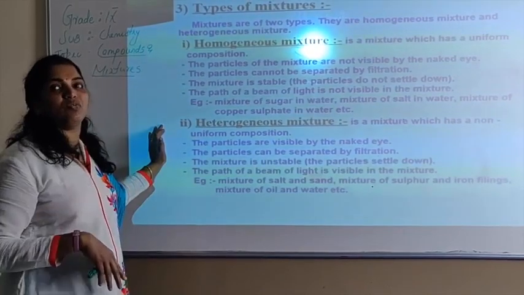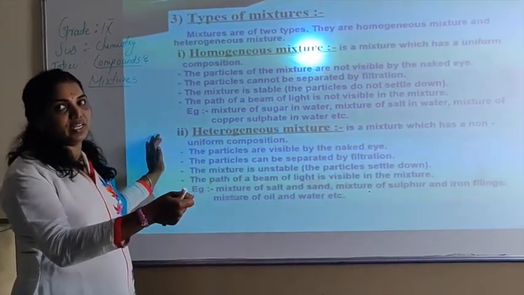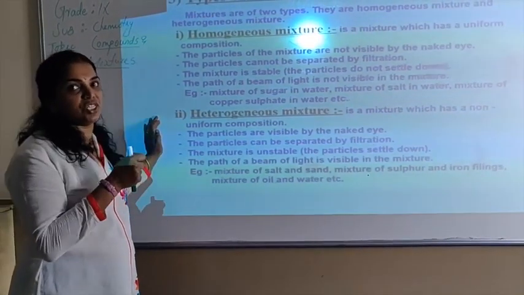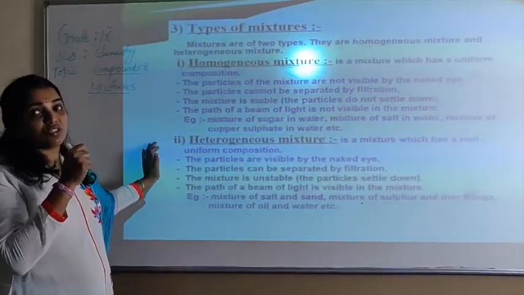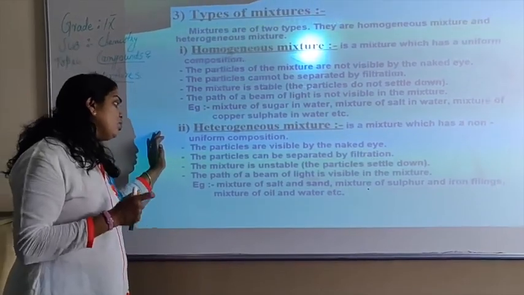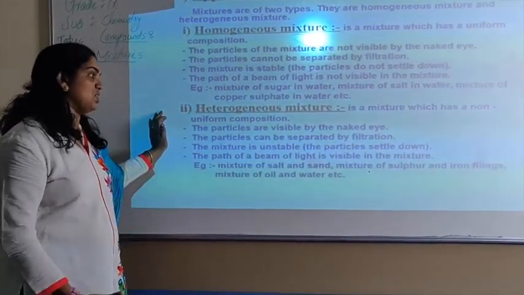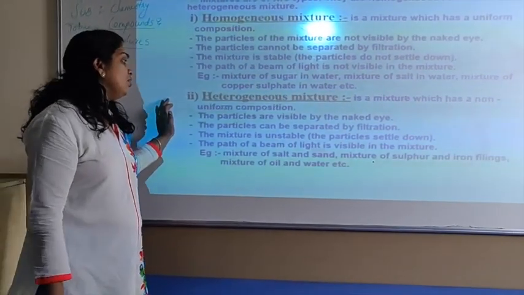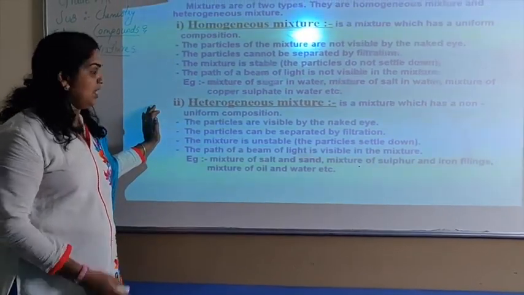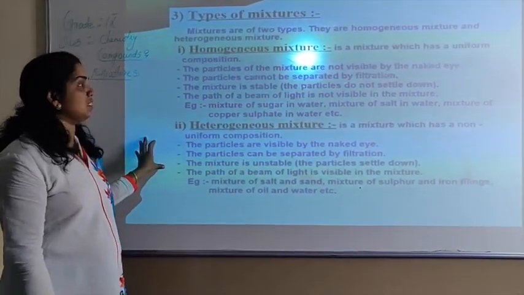And what about the path of the beam of light? When the beam of light passes through the heterogeneous mixture, the particles or components present in the mixture are big enough to scatter the beam of light. So we are able to see the path of the beam of light through a heterogeneous mixture. It is visible. For example, a mixture of salt and sand, a mixture of sulfur and iron filings, and a mixture of oil and water are examples of heterogeneous mixtures.